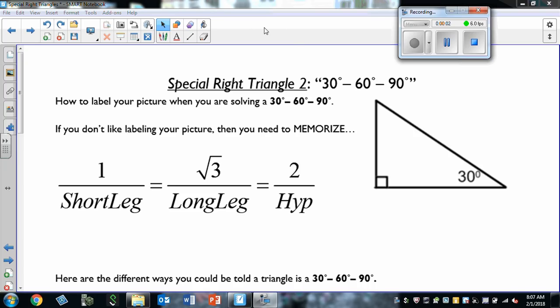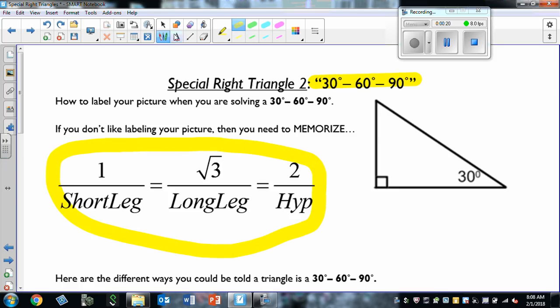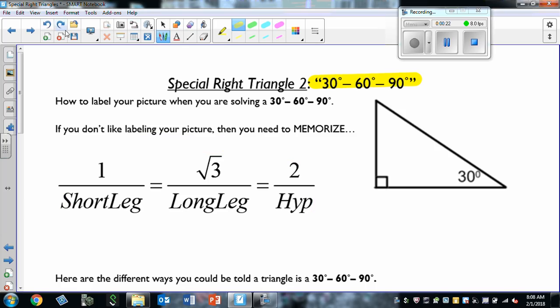Okay, here we go, round 2, special right triangle number 2. So we already looked at 45, 45, 90s. Now we're going to look at 30, 60, 90s, which have, of course, their own little rule. You can either memorize this setup or label the picture, which is what I suggest. I think it's easier than just setting up 3 things.